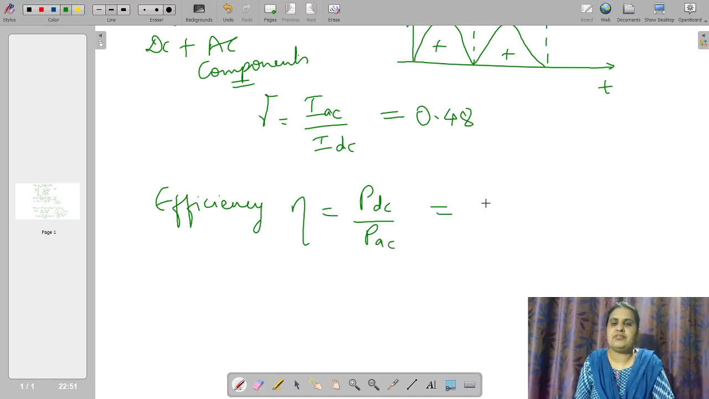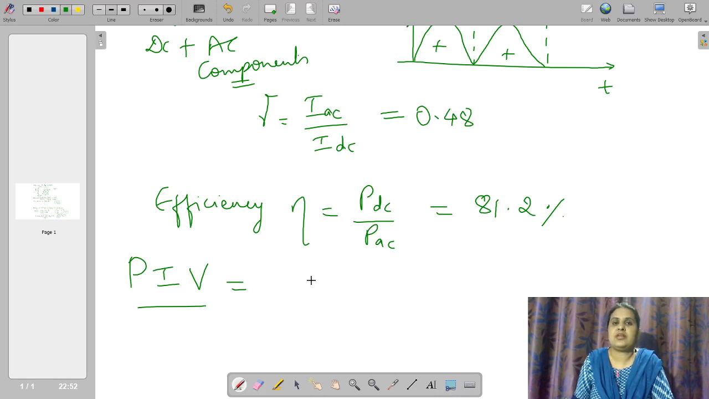This also we have derived in our previous class, and we have got the full wave rectifier efficiency as 81.2%. Also, in the previous class, we discussed the peak inverse voltage of the diodes. All the four diodes. We know that during one half cycle, two diodes will be reverse biased. In another half cycle, another two diodes will be reverse biased.